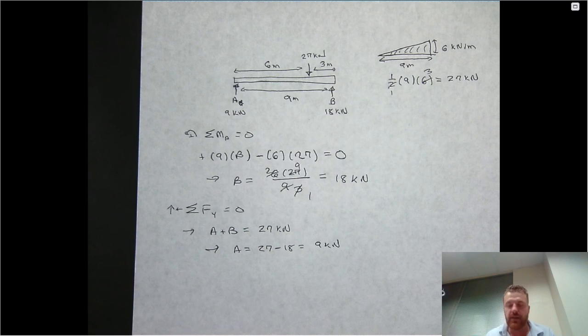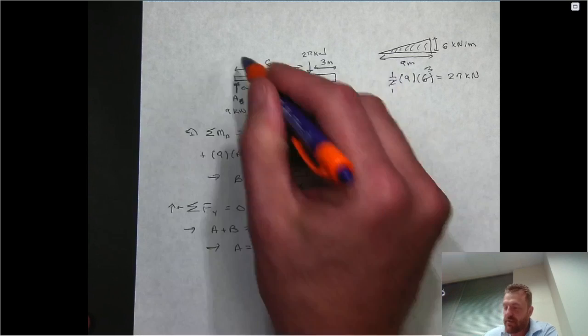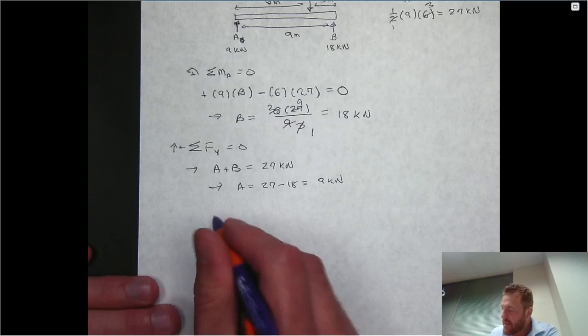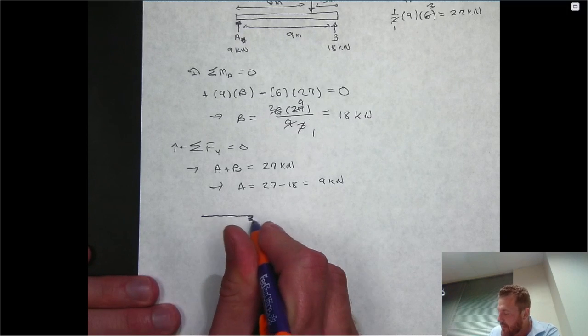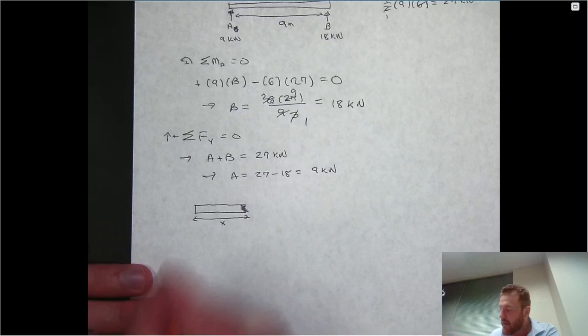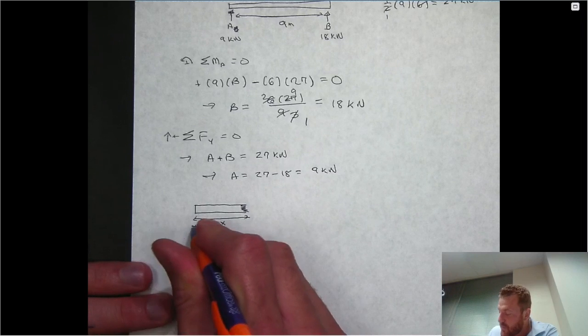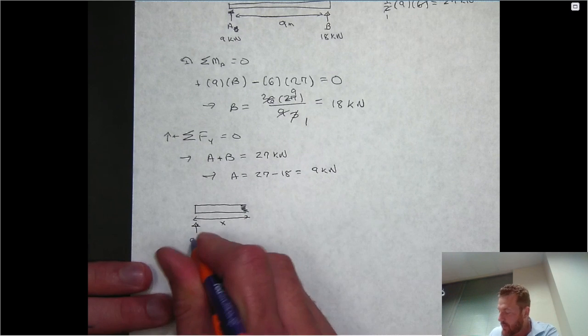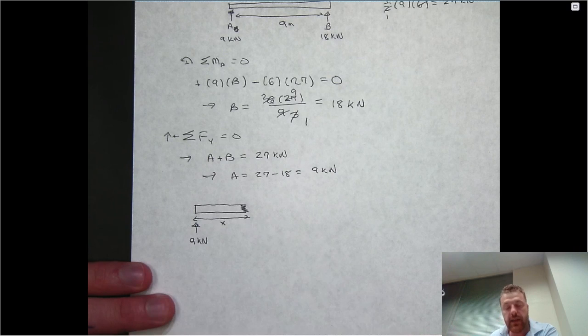So as I mentioned in the last video, what we need to do now, since this distributed load is continuous throughout the entire span, is just segment or pass a section through the beam in some arbitrary section of length x. Now notice if we're moving from the left, that section will be subjected to the reaction at A, which we've already solved to be 9 kilonewtons. And then all that I need to do is just draw in my internal force system.